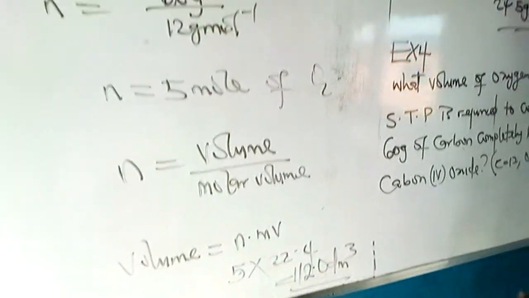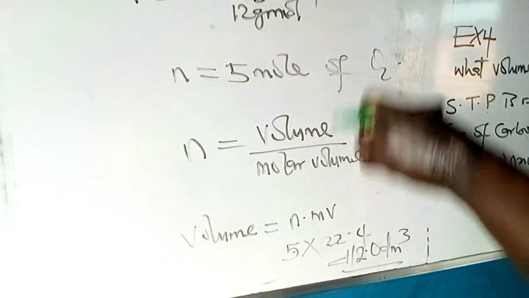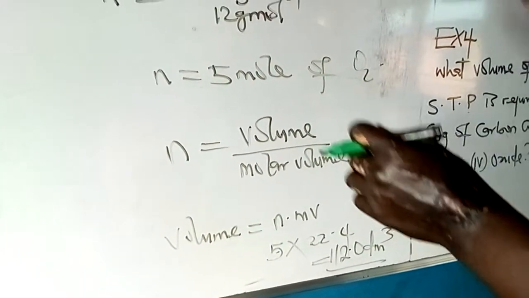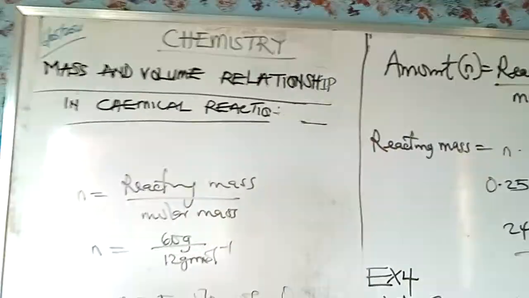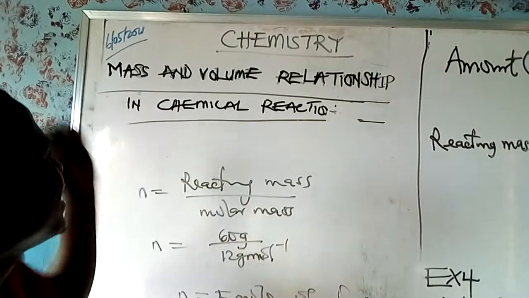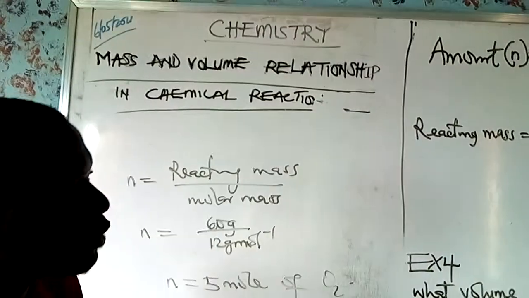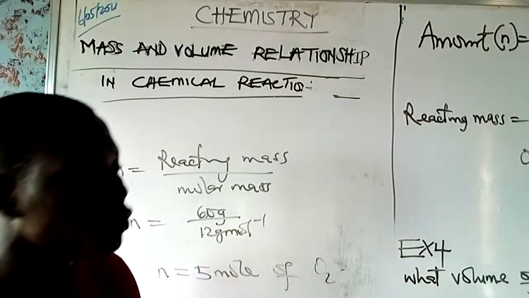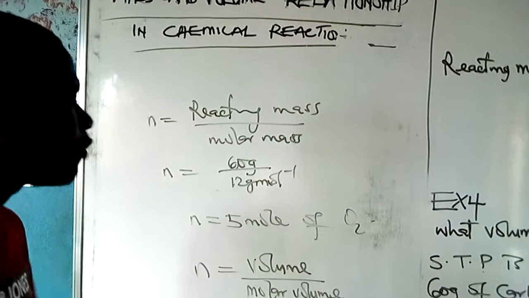So any method you like, you can use. If you don't understand the video, watch it over and over again. Once you watch it, you can get the picture of the meaning of mass and volume relationship in a chemical reaction. Before you talk about stoichiometry, you need to understand mass and volume relationship in a chemical reaction. Look at how we use one step to find it, how we use another step, how we use mole ratio, and how we use the normal method to solve each question.